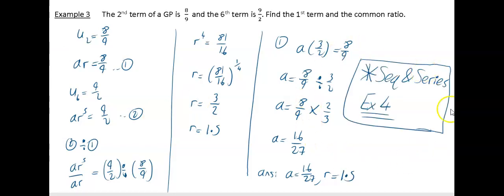Okay folks, you're now ready to do the sequence and series questions, exercise 4.